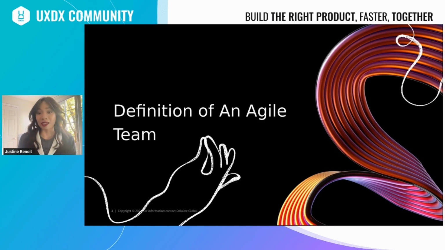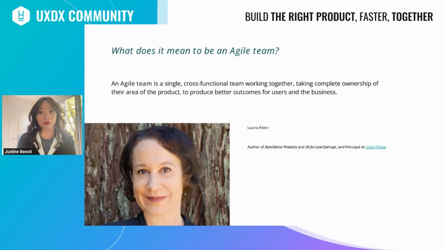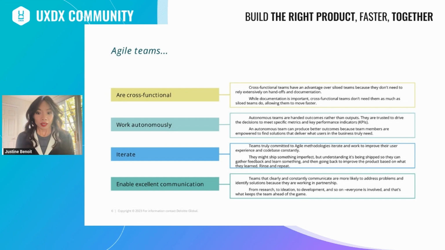So we begin by defining what an agile team is. One of my favorite UX people in the industry, Laura Klein, describes an agile team as a single cross-functional team that is working together, taking complete ownership of their area of the product in order to produce better outcomes for both the users and the business. And so let's explore really what agile teams are.